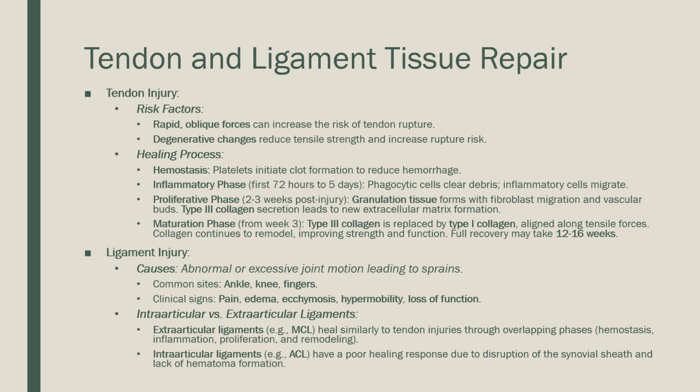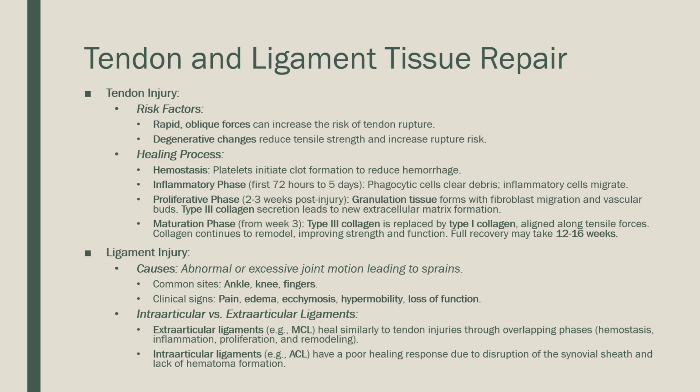Tendons and ligaments have viscoelastic properties, allowing deformation under force but return to original state after force is removed. Tendons and ligaments are made of parallel fibers of type 1 collagen produced by fibroblasts and fibrocytes. Mechanical properties depend on collagen architecture and elastic content. Tendon injury risk factors include a rapid oblique force, which can increase the risk of tendon rupture. Degenerative changes reduce tensile strength and increase rupture risk.